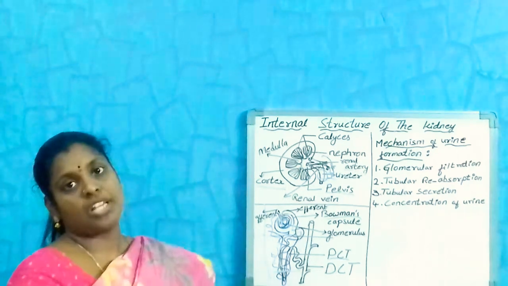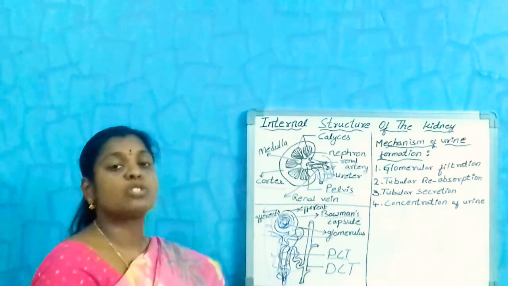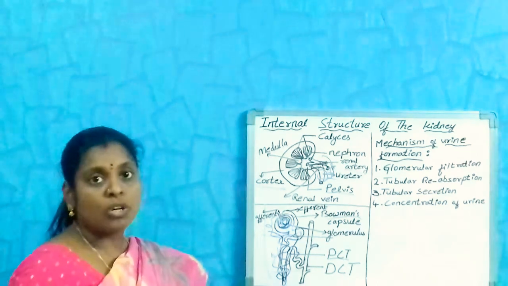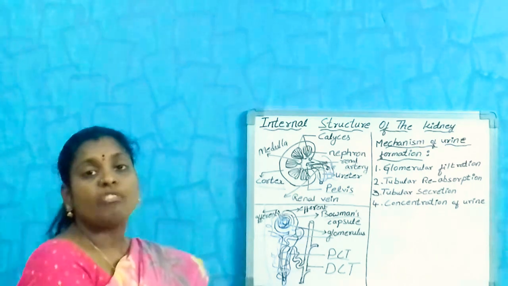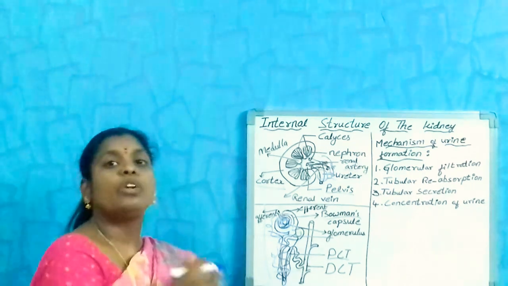Whereas the substances which are harmful to our body, which have no function, must be removed from the blood in the form of urine. So we call it the mechanism of urine formation.